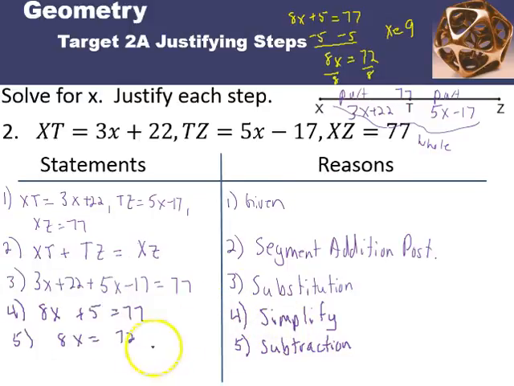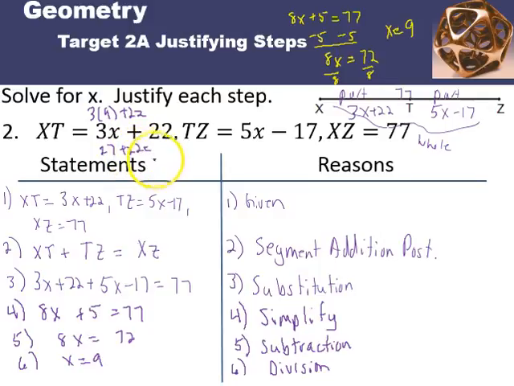So I'm going to say, x is 9. And again, what I did was division, so that's a division property. So x is 9. Let's just make sure that works. If I plug it in right up here, I get 3 times 9 plus 22. Well, that's 27 plus 22, and that's 49. And TZ would be 5 times 9 minus 17.